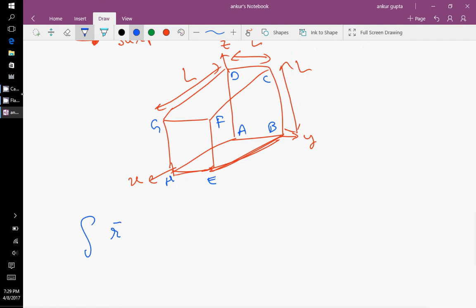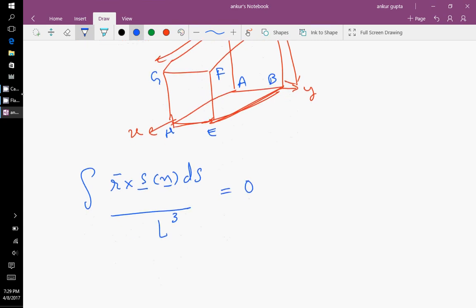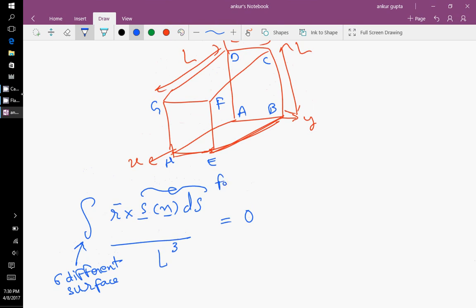integral of r cross Sn vector times dS over L cube is equal to 0. Now this is a heavy expression, so let's go one by one. This integral basically means it is over 6 different surfaces. The cube has 6 surfaces, so we're integrating over 6 surfaces. Sn dS is the force on one surface.